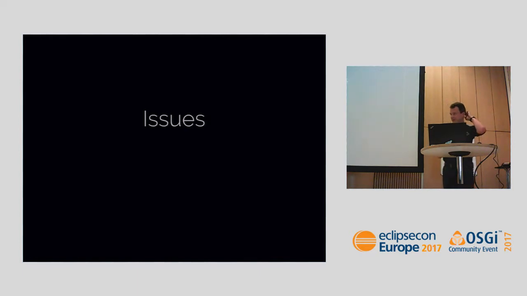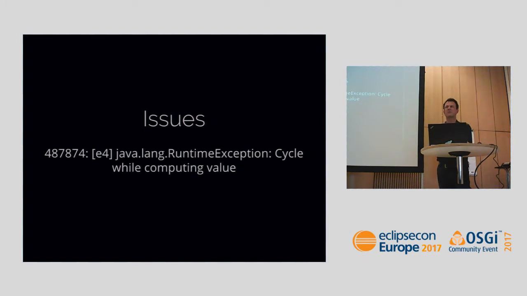Then I thought it's good to list some issues that we faced during our development, because these are the issues that you will probably be facing in your own code if you are trying to migrate from an RCP to a RAP application based on E4. One thing that's a typical one is a cycle while computing values. Very interesting.